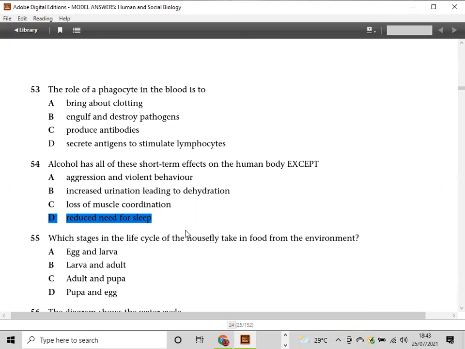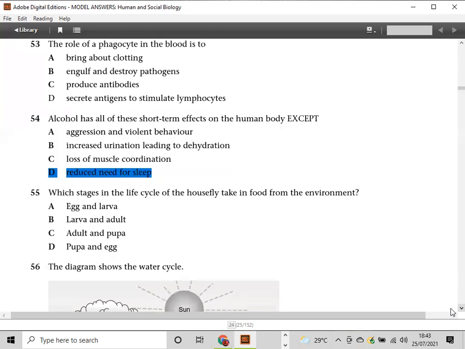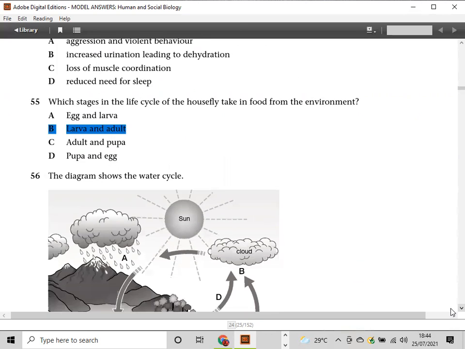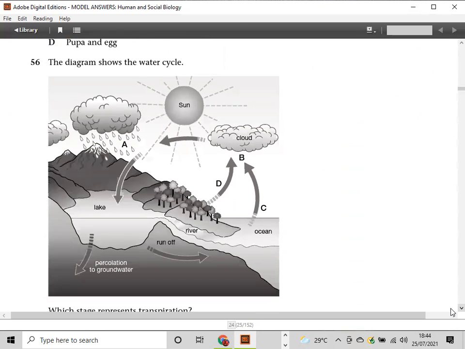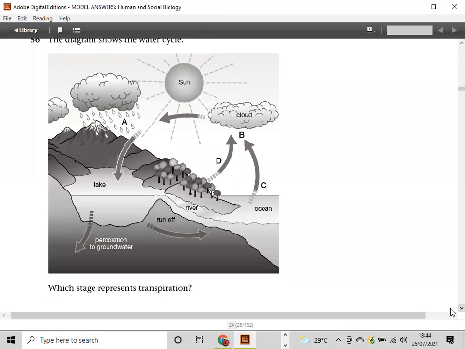Alright. So 55. Which stage in life of a host fly does it take the flour environment, and that would be B, larva and adult. Alright. So easy guys, so smooth. This you can actually see the diagrams. I don't like the state. Which stage?